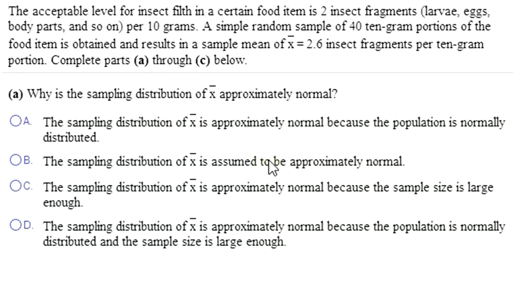Okay. So why is the sampling distribution approximately normal? Because the sample size is large enough. 40 is a good sample size. A rule of thumb often you'll see is 30, but 40 is probably good enough to guarantee approximate normality.